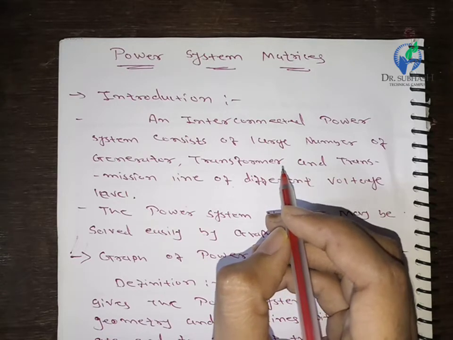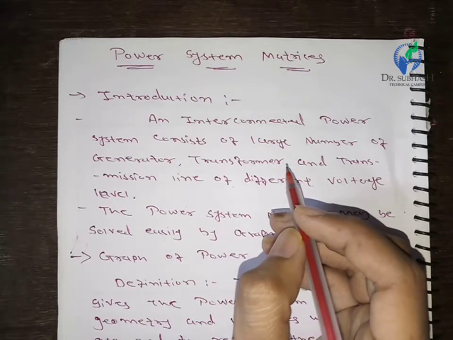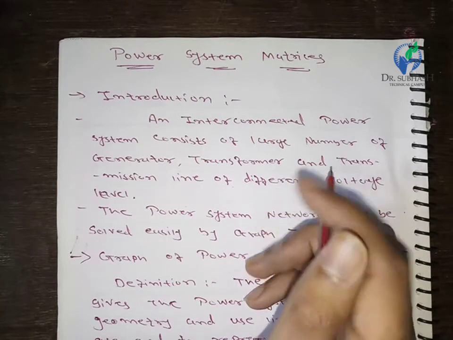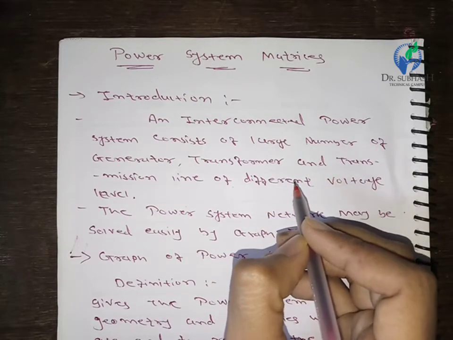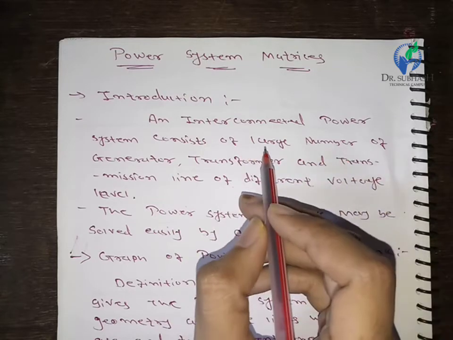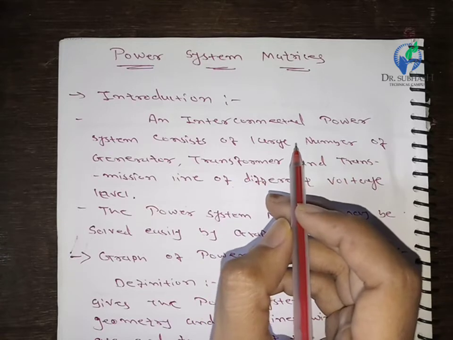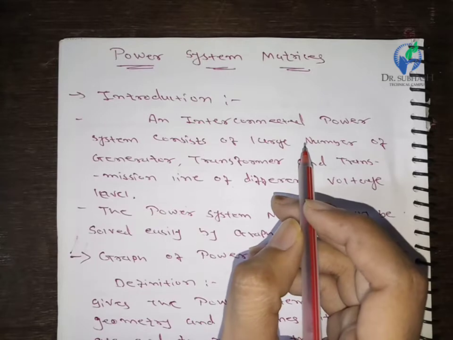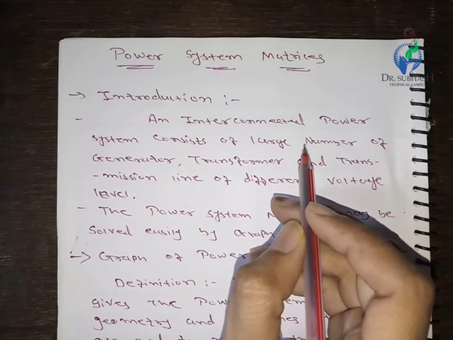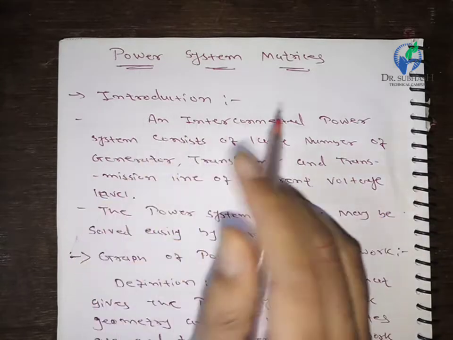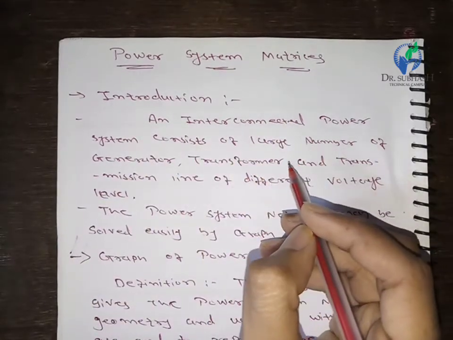In the bus frame of reference, the variables are node voltage and node current. The independent variable in any reference frame can be either current or voltage. Correspondingly, the coefficient matrix relating the dependent variable and the independent variable will be either an impedance or an admittance matrix.